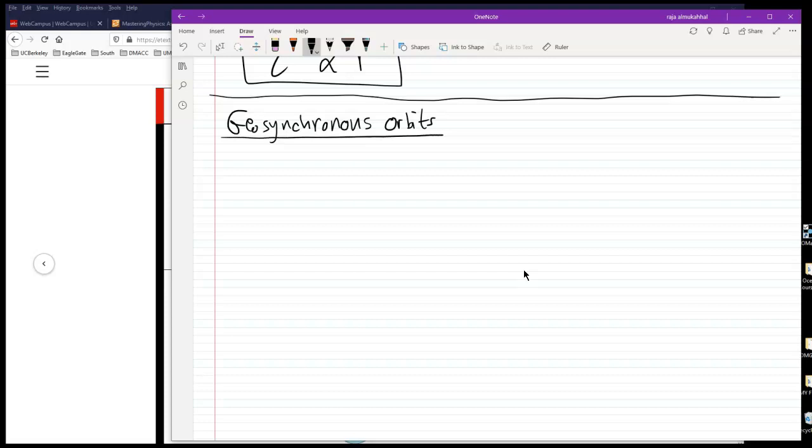The first person to actually propose geosynchronous orbit was Arthur C. Clarke, the famous science fiction writer. If you read science fiction, you're probably familiar with his name. In the late 1940s or something like that, he proposed that. Anyway, what is a geosynchronous orbit?